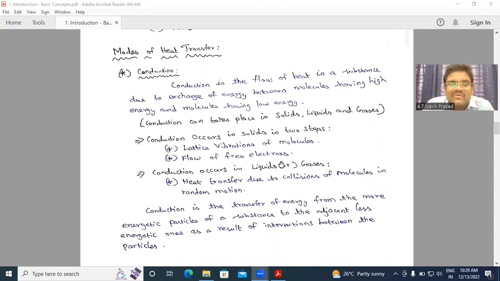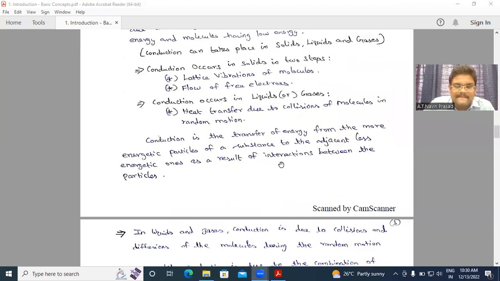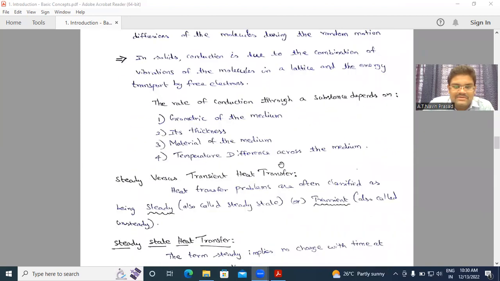There are two ways the conduction happens. Conduction in solids occurs in two steps: the lattice vibration of molecules, and the flow of free electrons. And conduction also occurs in liquids and gases, where the heat transfer occurs due to the collisions of molecules in random motion. The rate of conduction through a substance mainly depends on the geometry of the medium, its thickness, the material of the medium, and the temperature difference across the medium.